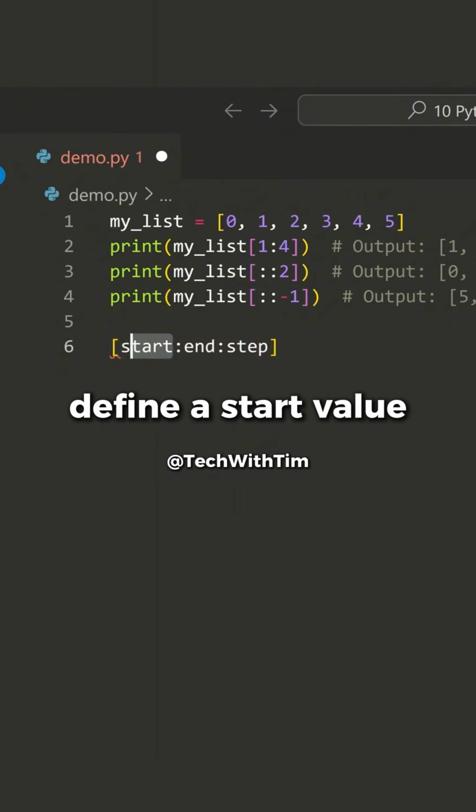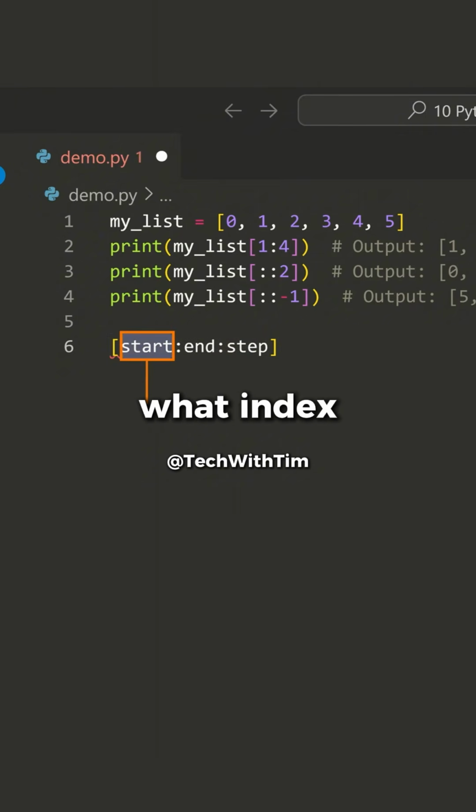Now, what you can do is define a start value, and if you do this, it defines what index you're going to start grabbing values from. So in this situation, we've started at 1, and that means that we're going to start at index 1, which has value 1. Now, you also have the ability to define an end. You don't have to, which I'm going to show you in 1 second, but you can. Now, if you define an end, you're going to go to that index, but not include it.